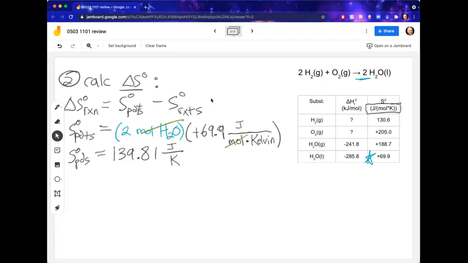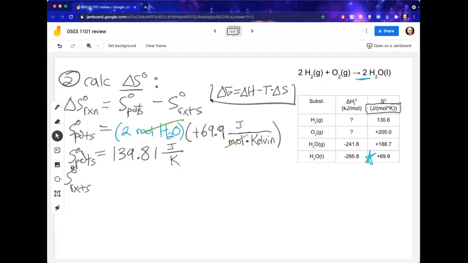Right? So delta S of the products is 139.81 joules per Kelvin. And this is important when we come back to calculate delta G, because ultimately we're trying to get back to this equation in kilojoules. All right, so now we've got S of the products done. We can do S of the reactants, the more interesting one.